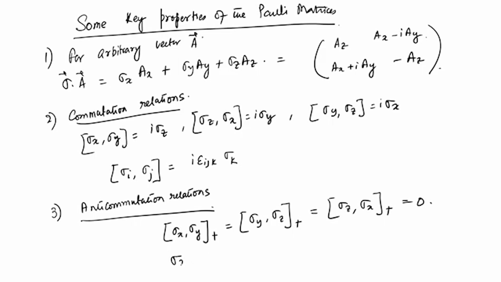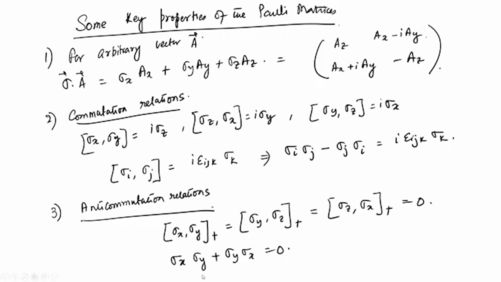Now, what it means is that you have a sigma x sigma y plus a sigma y sigma x. This is equal to 0. You see that the commutation relation actually has a minus sign, sigma i sigma j minus sigma j sigma i. That is the commutation relation, that is equal to i epsilon i j k sigma k. However, these anti-commutations are written with a plus sign in between.